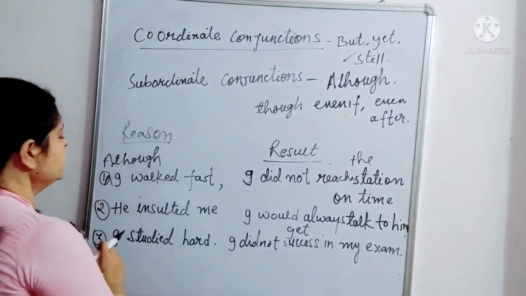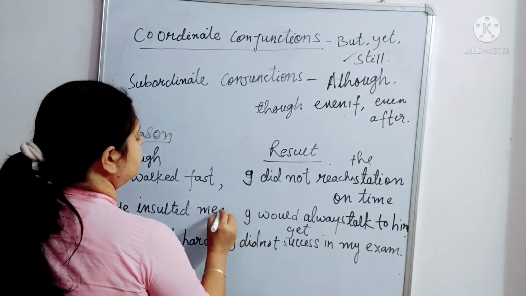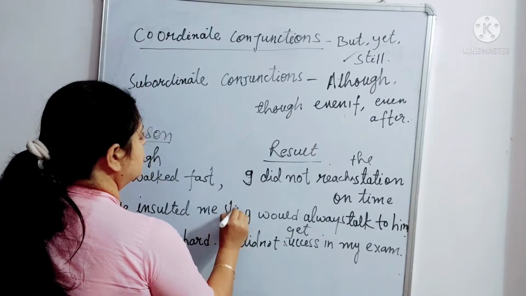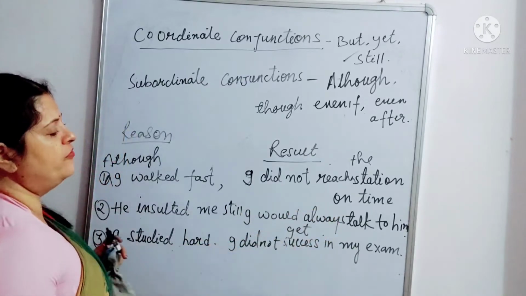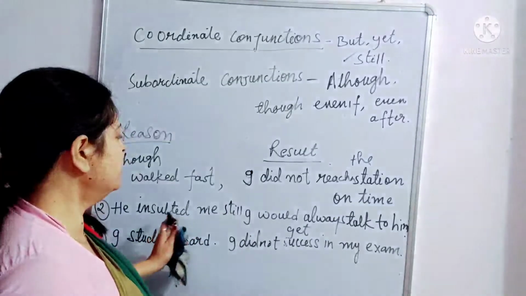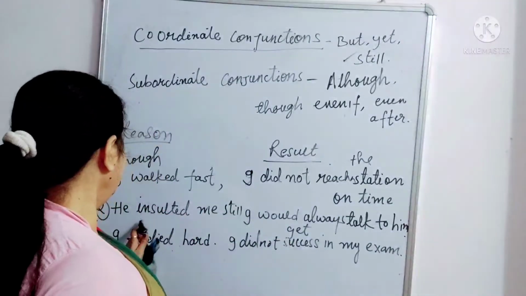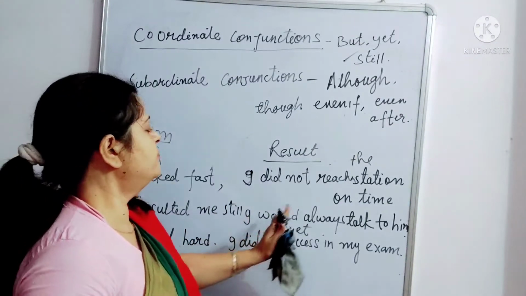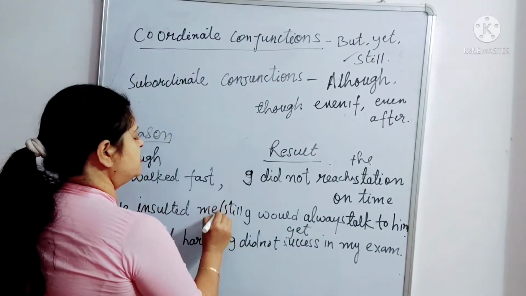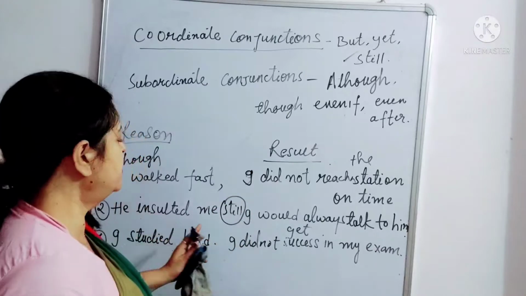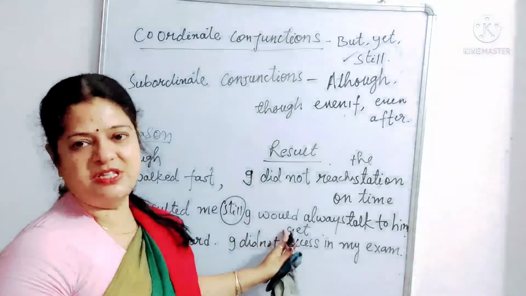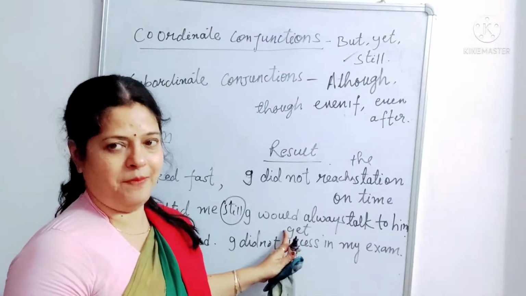Okay. So it would become, he insulted me, still I would always talk to him. Now it has become contrast. He insulted me, still I would always talk to him. So this is a coordinating conjunction connecting these two principal clauses, and it has become a compound sentence.